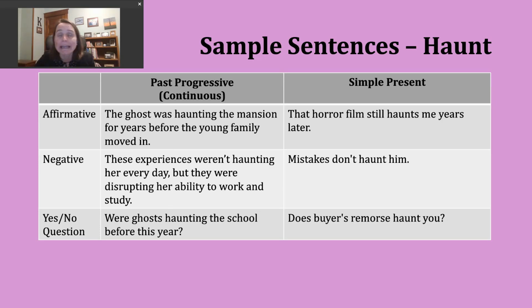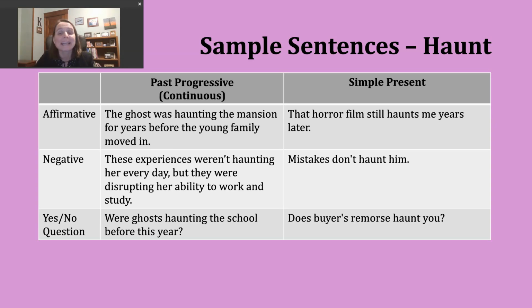Okay, we're not going to add any suffixes. But if the subject is he, she, or it, then you want to add an S to the end of this verb. You can see that in my example here. That horror film still haunts me years later. So with this sentence, I'm talking about that kind of disturbing feeling that stays with me. It's persistently in my mind. So that would be an example of a factual statement.